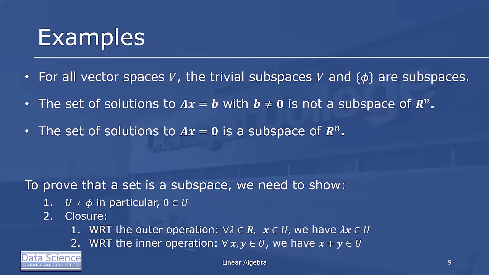So let's have a look at some examples. For every vector space V, the trivial subspaces, V itself and the set containing the neutral element, are subspaces. The set of solutions to Ax equals b, with b non-zero, is not a subspace of R^n. However, if b equals 0, then the set of solutions to Ax equals 0 is a subspace of R^n.